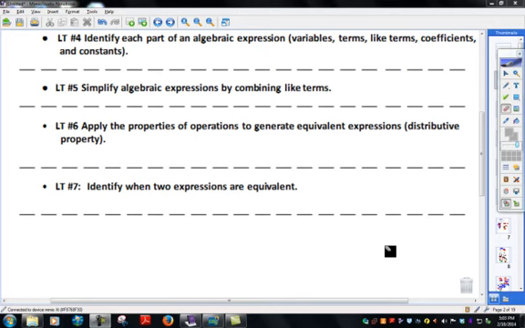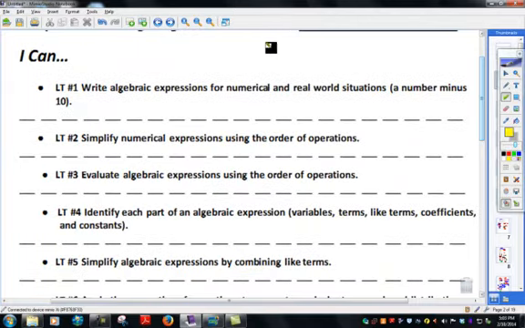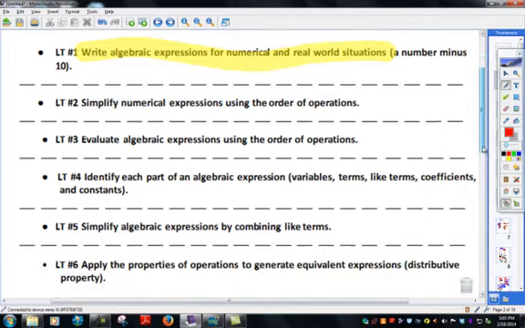Okay, final learning target of the chapter here. We've covered a lot of stuff in this chapter. We learned how to write algebraic expressions for real world situations. Maybe the product of 5 and p would be 5p. You learned how to use order of operations with numerical expressions. You already knew that. You learned how to evaluate.